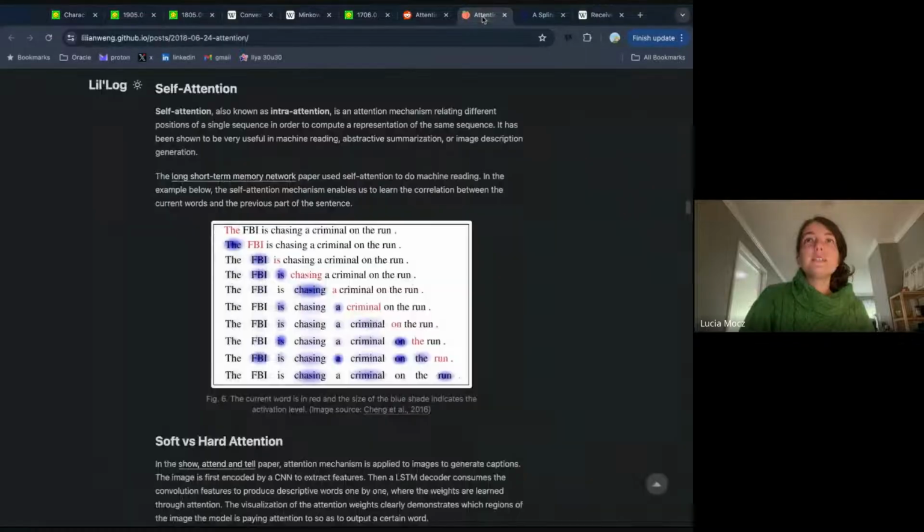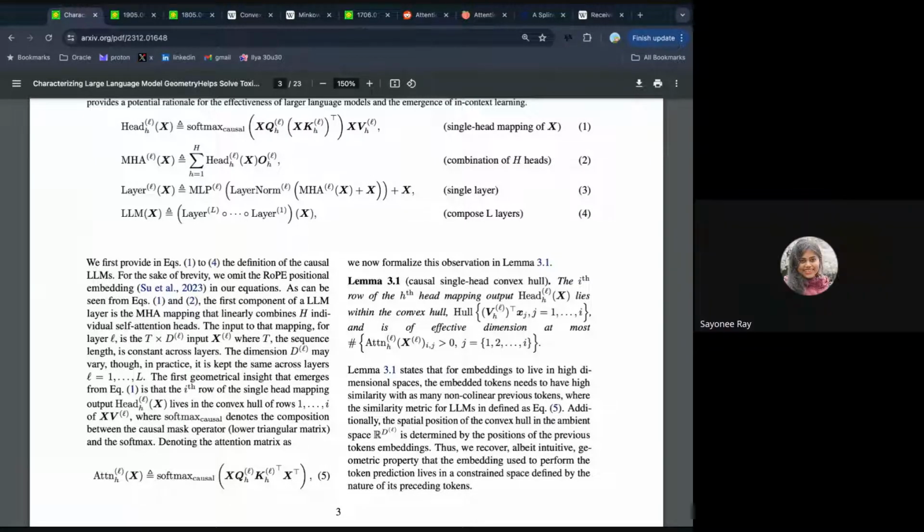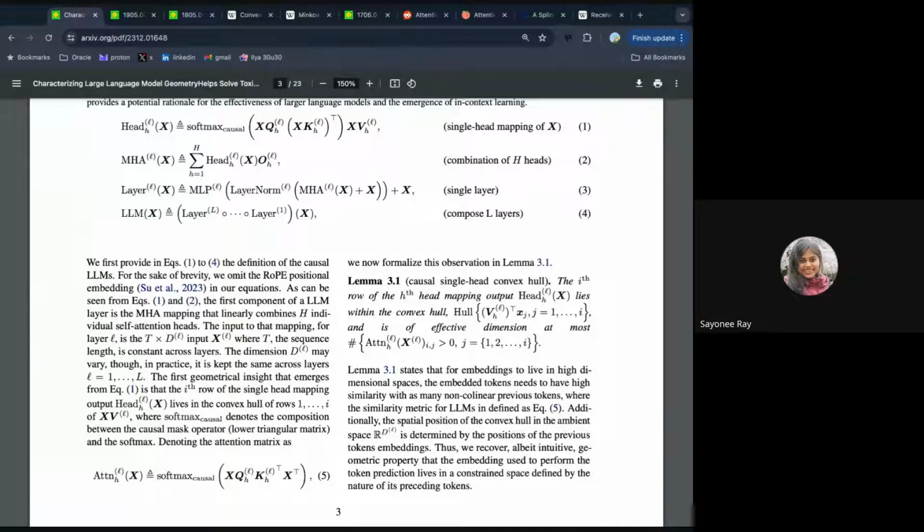So the 3 was my example. In general, for any i, it's going to be for all the tokens that are before it, right? So if we're looking at the 4th token, then it's going to be in the convex hull of the first 3 tokens. If we're looking at the 5th token, then it's going to be in the convex hull of the first 4 tokens.